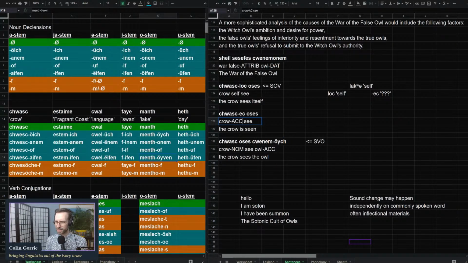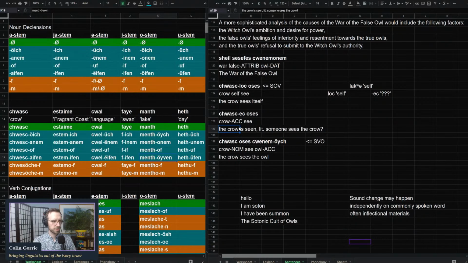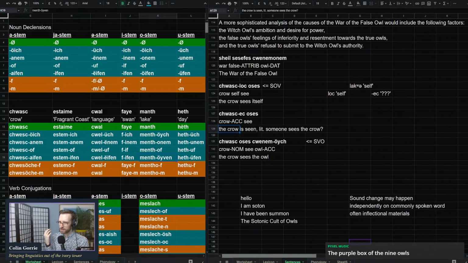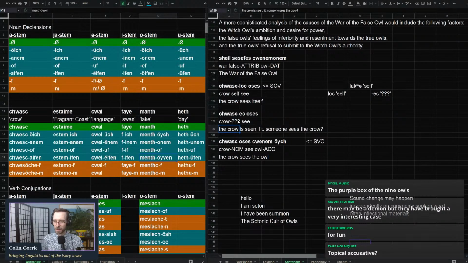So do we consider this accusative case? So like a kind of an impersonal construction, like someone sees the crow? But if that's true, how come it's a different case marker than this one? So this is the trouble. What do we say about this construction? We can't call it accusative because we already have an accusative. We can't call it a nominative because we already have a nominative.